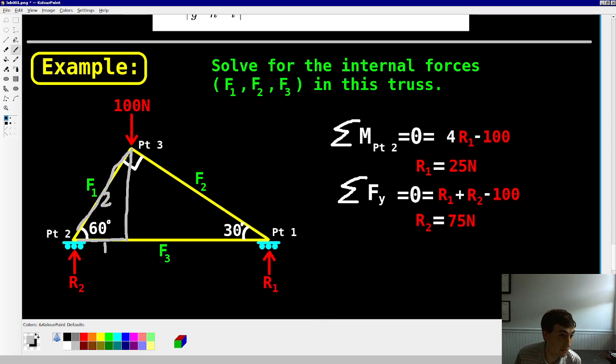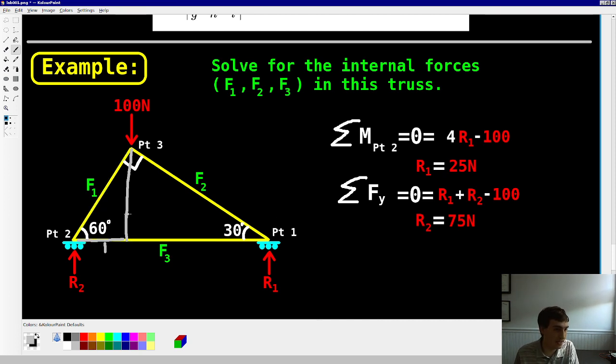Similarly, this big one is also a 30, 60, 90 triangle. So in this case, the short side being 2, the hypotenuse would be 4. So what that means is basically that this reaction R1 is 4 times further than the input load, 100 newtons, from point 2. So for moment equilibrium, in order for that to not be rotating about point 2, you would need R1 to be 1/4 what the input force was. So in this case, R1 is 25 newtons upwards.